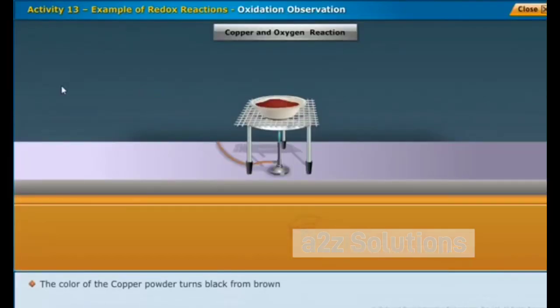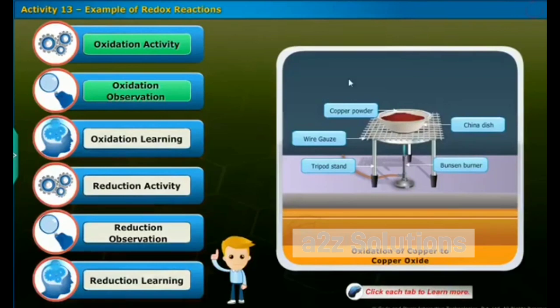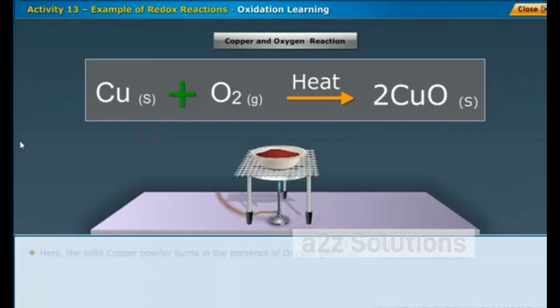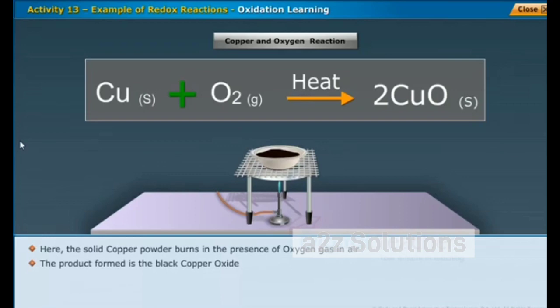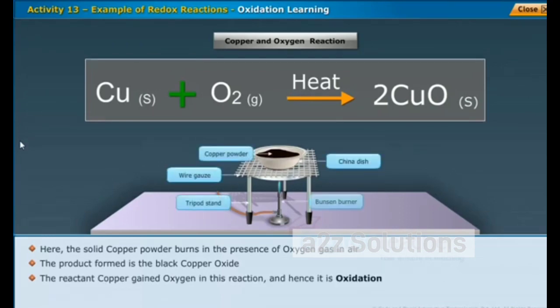The color of the copper powder turns black from brown. Here the solid copper powder burns in the presence of oxygen gas in air. The product formed is the black copper oxide. The reactant copper gained oxygen in this reaction. Hence it is oxidation.